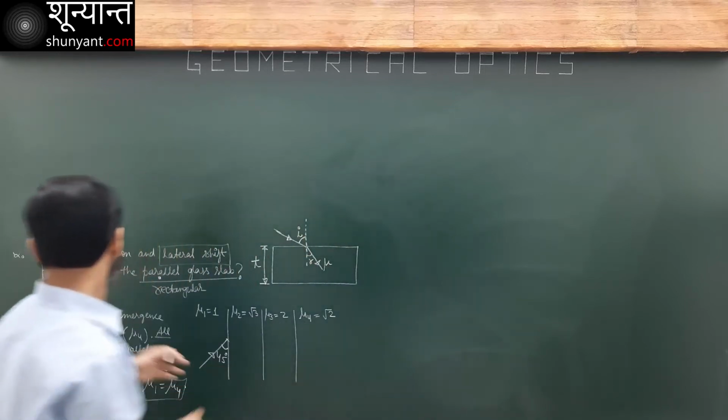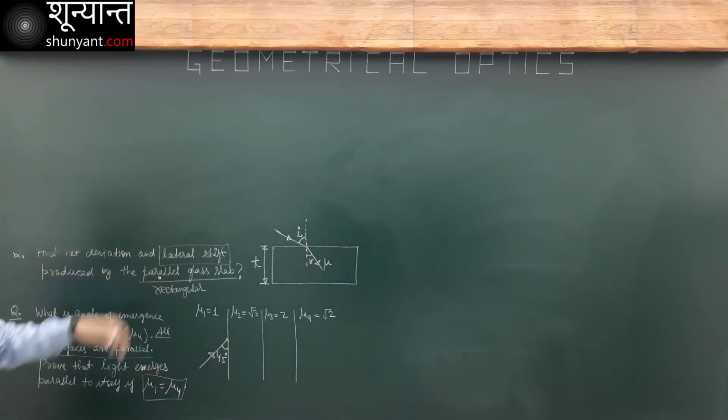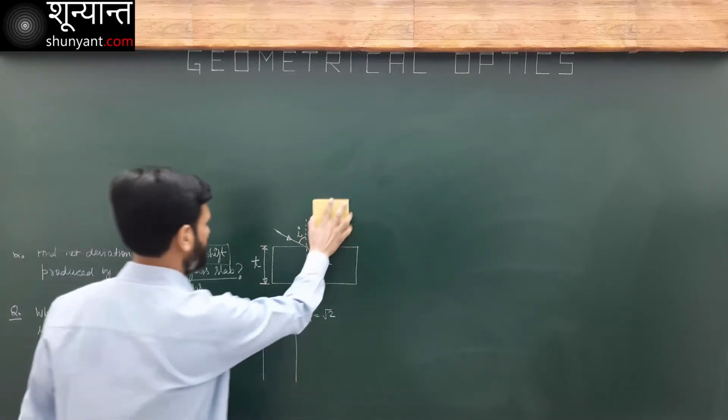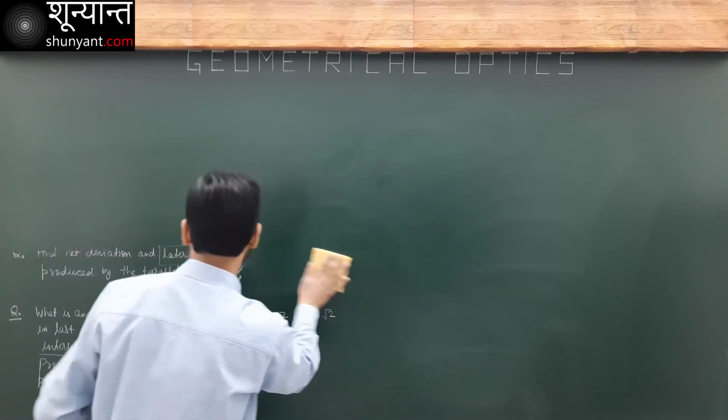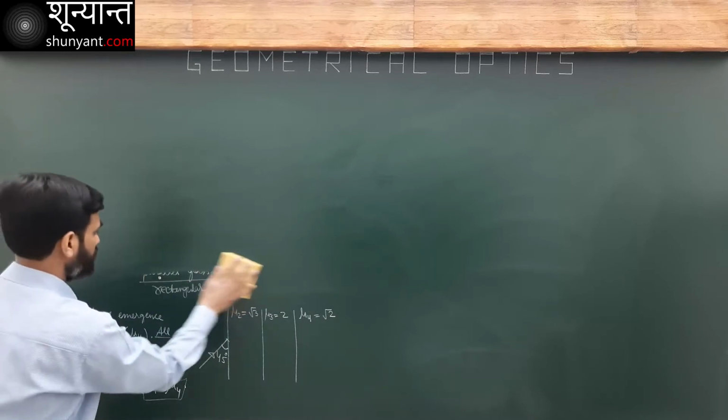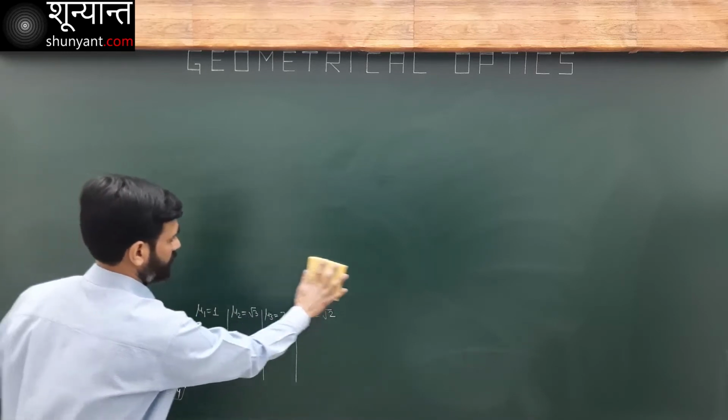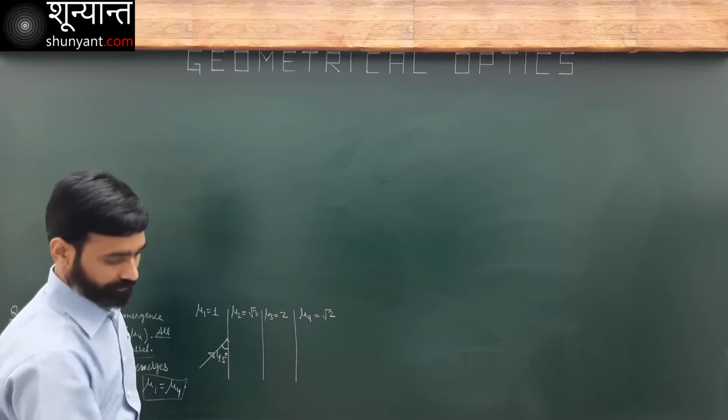What do we have to find? We have to find net deviation and lateral shift. So let's try to understand both. What will be net deviation? What will be lateral shift? It's like this.